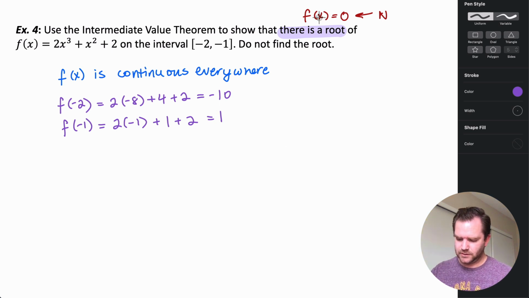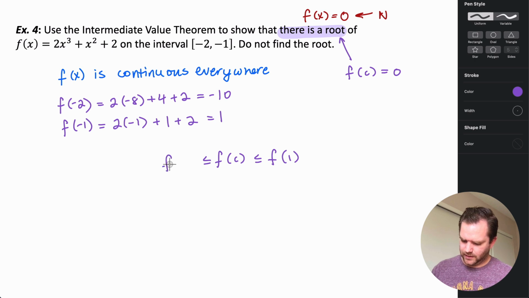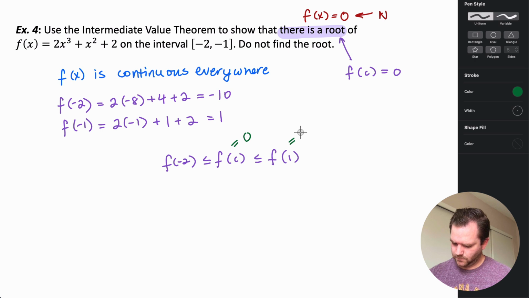Is f of some number, so this would be f of c equals 0, is 0 in between these? Yes. So we know that f of c is in between f of negative 1 and f of negative 2. We know this is 0. This is 1, and this is negative 10. So because 0 is in between negative 10 and 1, and f is continuous, and these endpoints are not equal, then we can say that f of c must equal 0 somewhere.